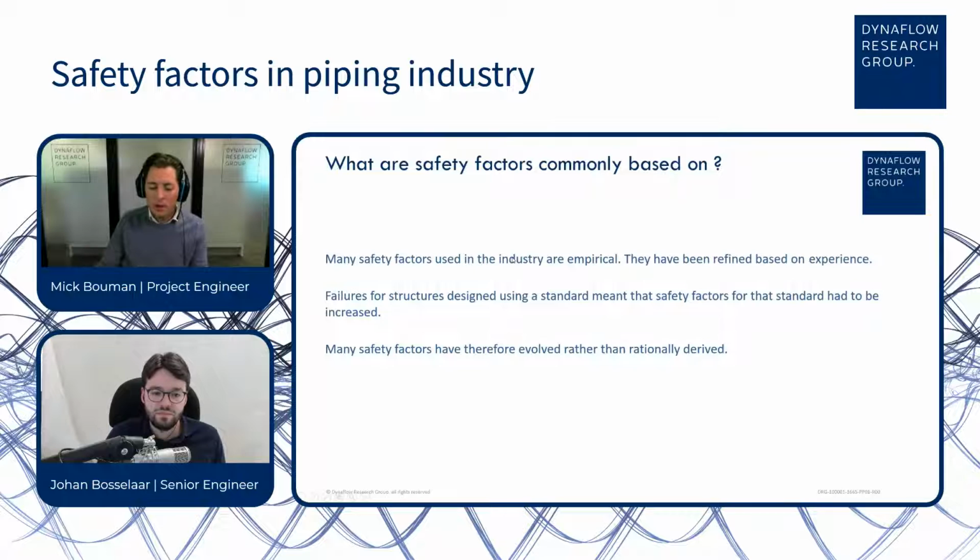They haven't been rationally defined, but they have been refined. So you start out with a value, make a lot of products, or in this case, boilers and pressure vessels, see how many failures there are, and if there are too many, then you need a higher factor of safety. Okay, so there have been a lot of failures in order to get to the safety factors that we currently have. Is that correct?